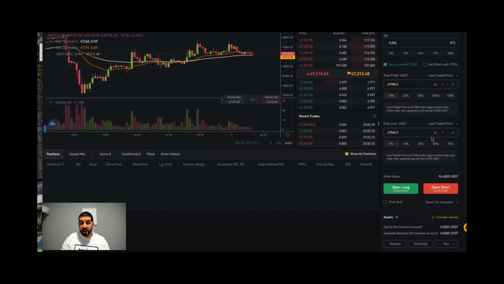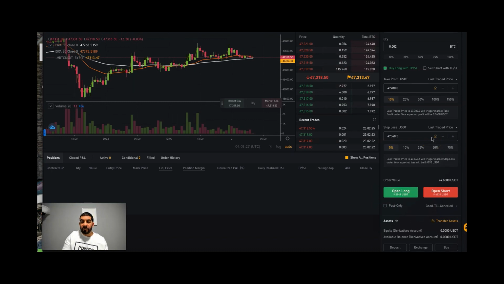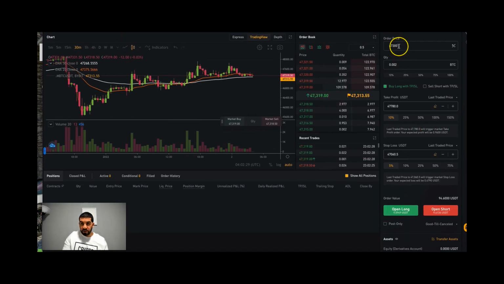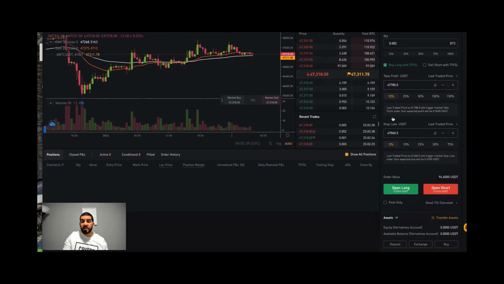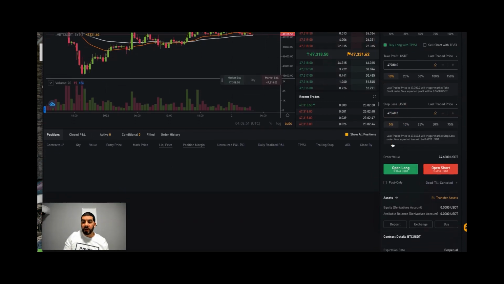So what that means is that once the Bitcoin order executes at 47,300, our take profit will be $47,780, which gives us 10% profits. But if Bitcoin tends to go the other way, basically if it hits $47,060, it's going to take us out of the trade instead of liquidating our position, which is only a 5% loss. All right, so follow me so far.